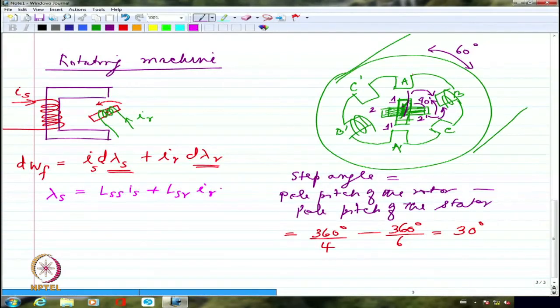As far as the rotor side flux linkage is concerned, I am going to have lambda r equal to LSR IS plus LRR IR. Both these are the stator and rotor flux linkages respectively. And we are assuming a linear system. That's why we are able to put it as L times I. That's what we are writing all along.